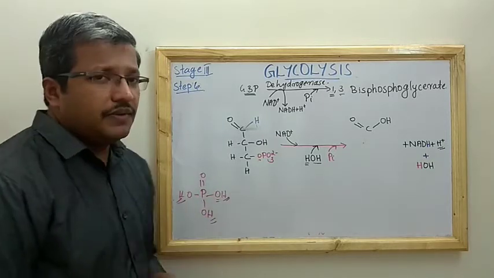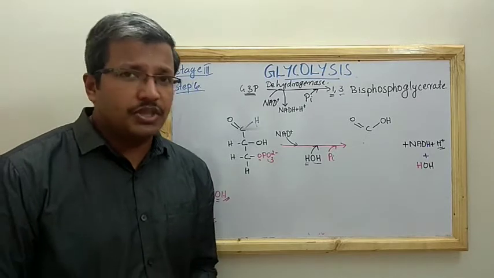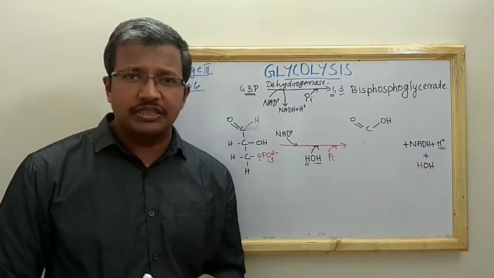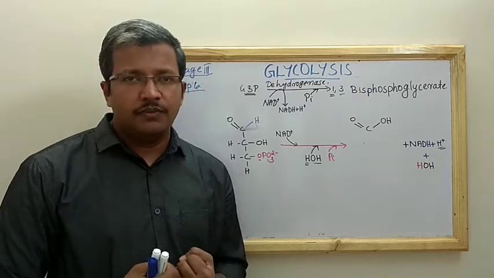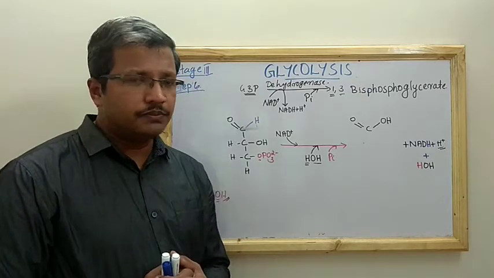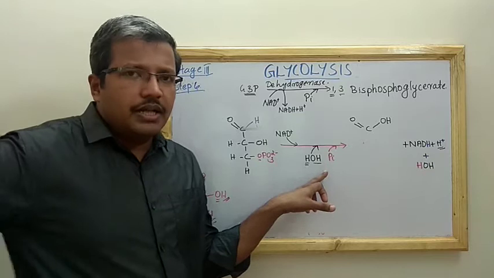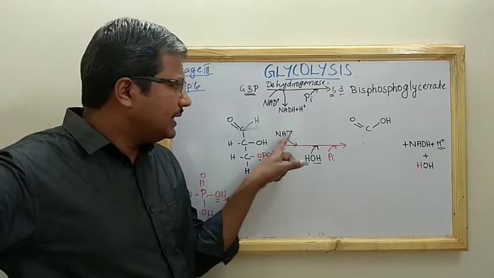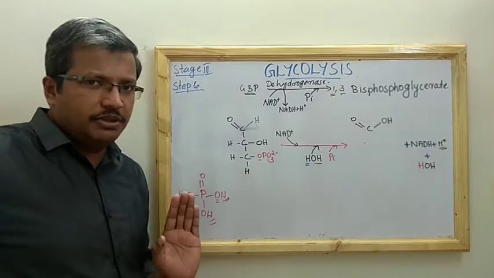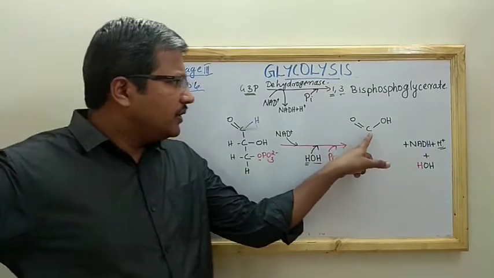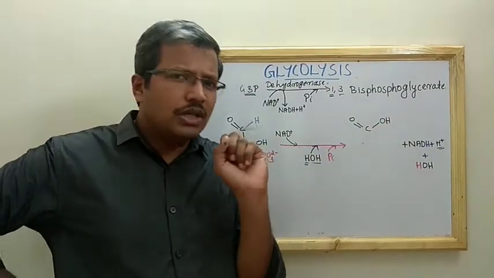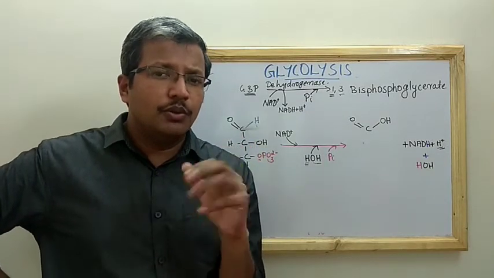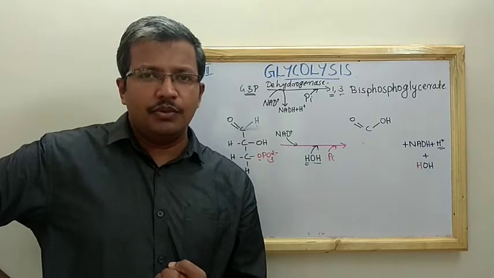Till now, this particular step is actually happening in a two-step process. The first step is the oxidation and the second step is the phosphorylation. In the oxidation step, with the help of water molecule and NAD plus, oxidation takes place. As a result, COOH, what will be that particular thing? Glycerate, the acid. You know it.